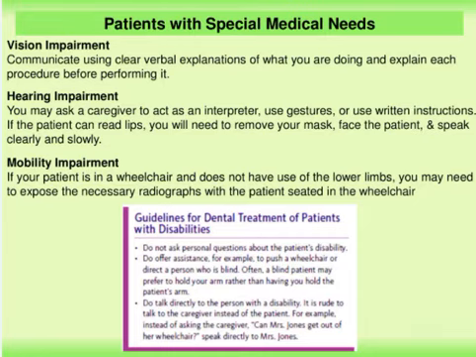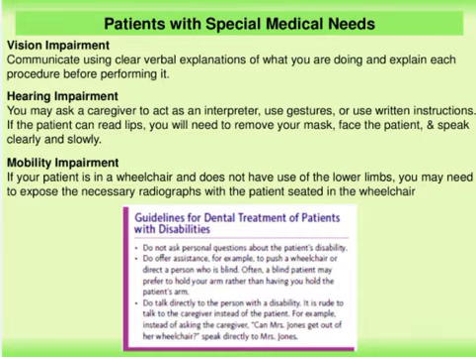So in such kinds of patients, you have to communicate with clear verbal explanations of what you are doing, and you have to always explain the procedure to this patient before doing the procedure.